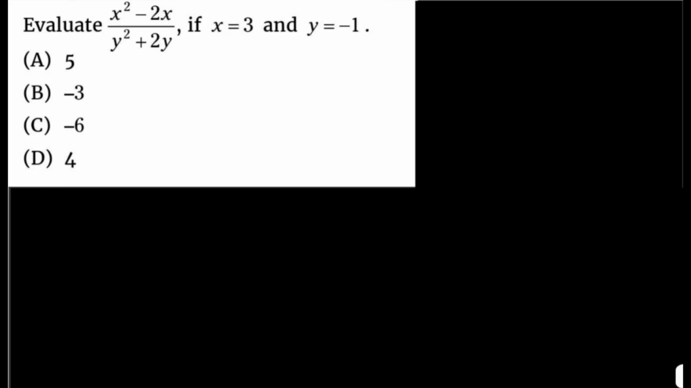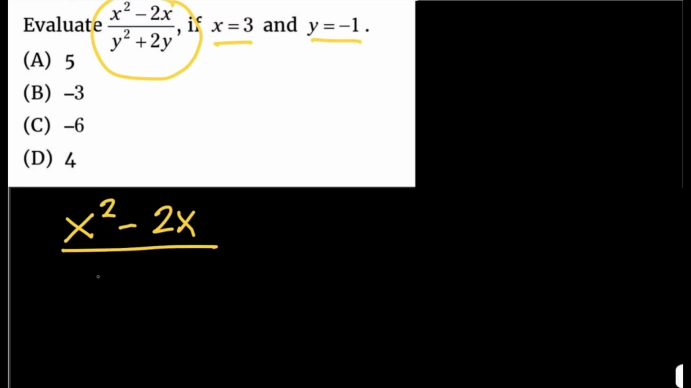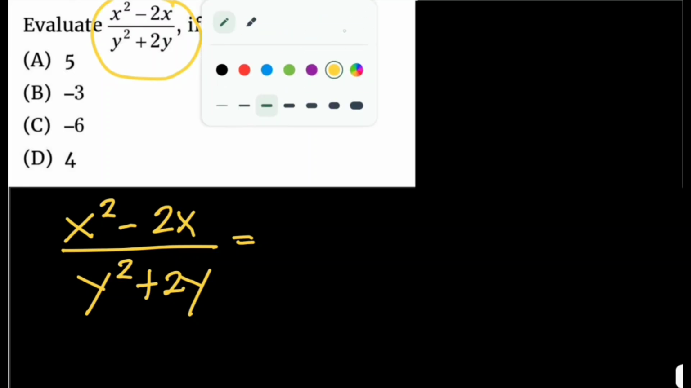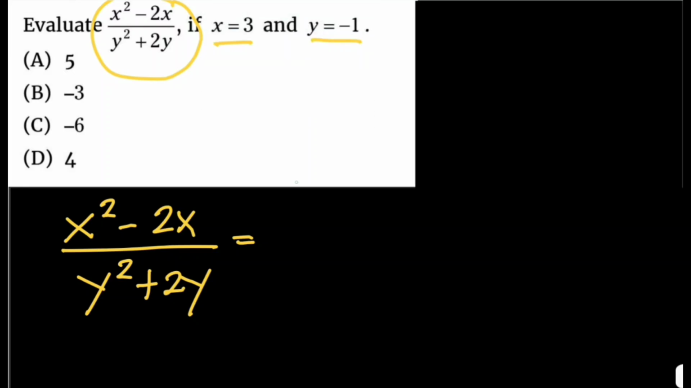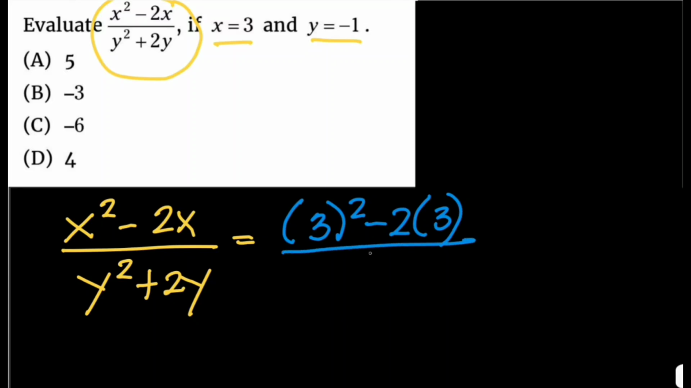Now, all we have to do here is plug in the given values, which are x equals 3 and y equals -1, to this given expression. So that is x squared minus 2x over y squared plus 2y. And then we plug in the values of x and y. So this would become 3 squared minus 2 times 3 over -1 squared plus 2 times -1.